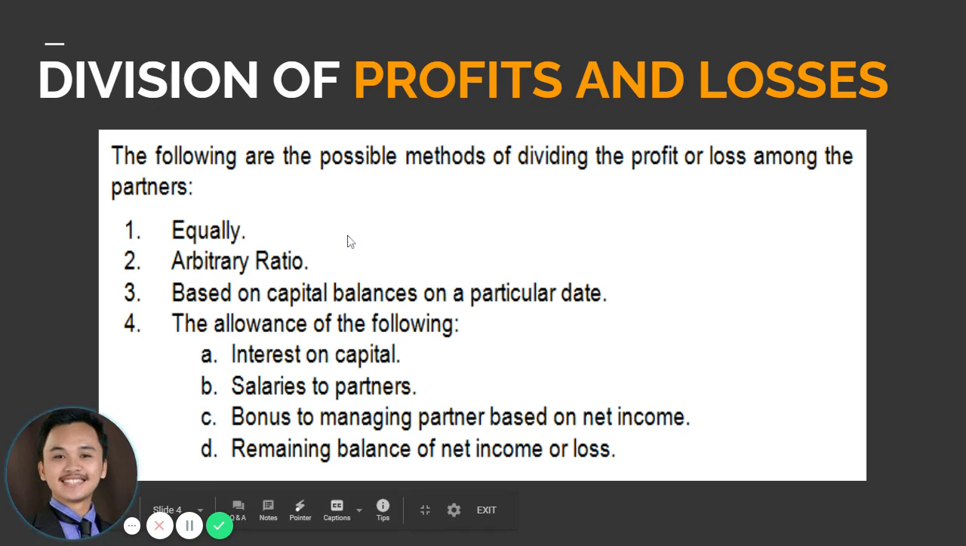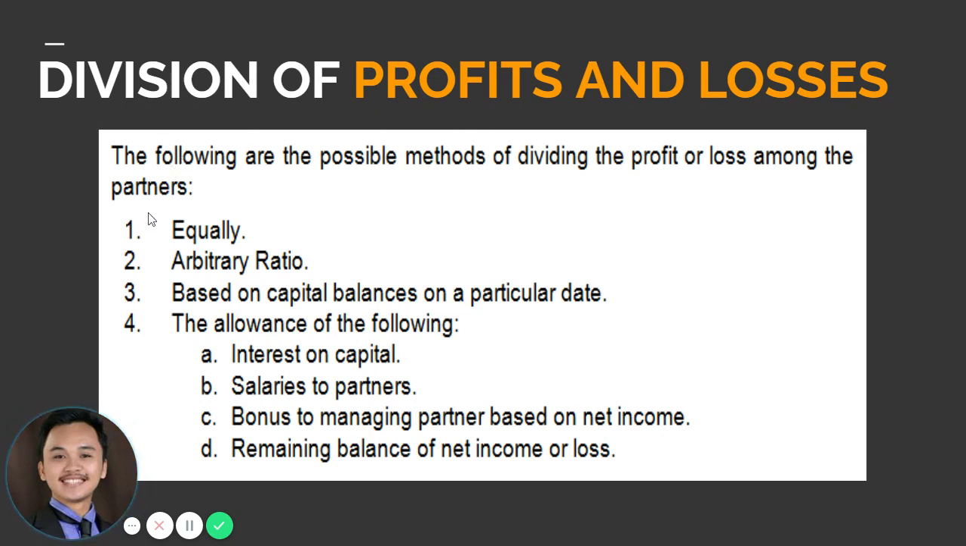Okay, the following are the possible methods of dividing the profit or loss among the partners. So first, equal. The loss and profit will be divided equally among the partners.